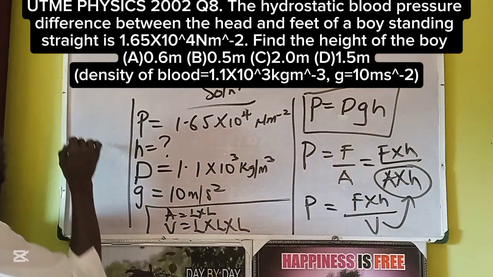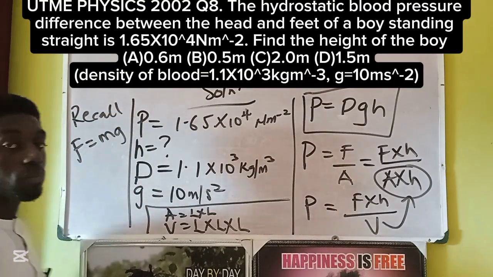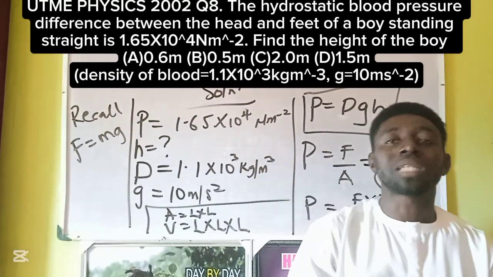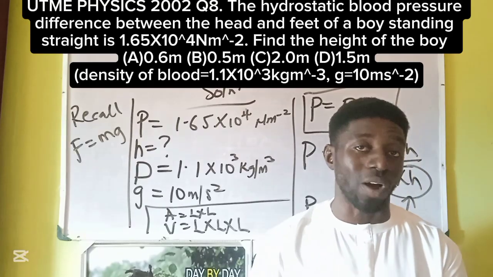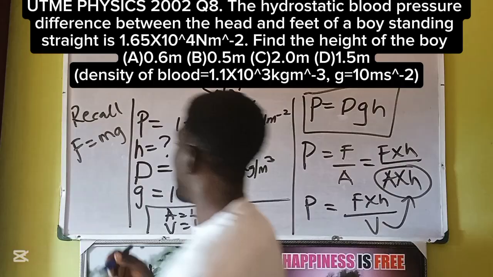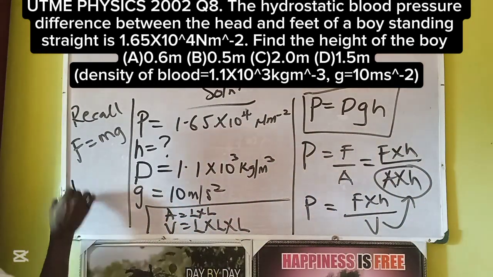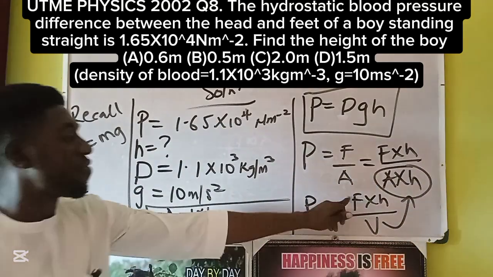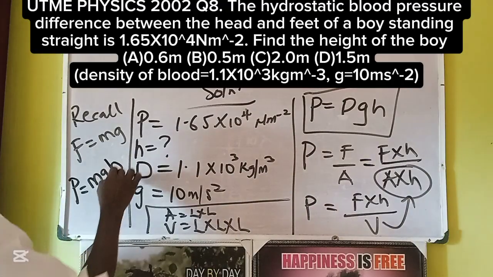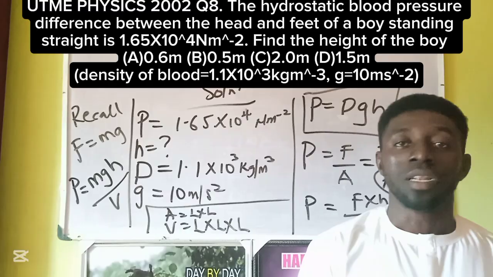Then recall, F is equal to mg. Force is the same as weight. Weight is force. So weight or force is mass times acceleration due to gravity. That's how g entered the equation. Let's carry on. Then I will now solve F for this. I'll be having P is equal to, instead of F, I'll be putting mg, mgh all over V.